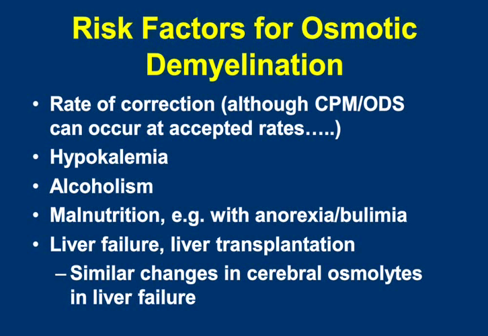So the risk factors for osmotic demyelination are primarily the rate of correction, although what's always a little bit unnerving is you can get this if the osmolality is corrected at accepted rates of correction. Hypokalemia predisposes to osmotic demyelination, as does alcoholism, malnutrition, and liver failure. And you get similar changes in the same cerebral osmolytes in liver failure, so this is partly why in correction of liver failure you can get osmotic demyelination.